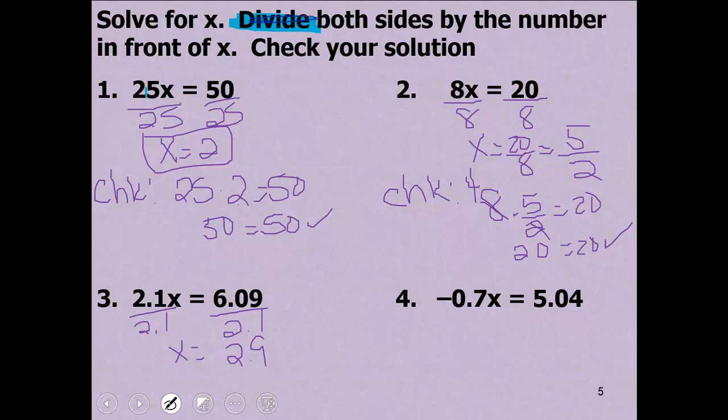All right, welcome back. I have negative 0.7x is equal to 5.04. So I don't have to do step 1, step 2, step 3. I just divide by negative 0.7. Not x, sorry, no x there. And I get x equals 5.04 divided by negative 0.7. I get a negative 7.2. All right, let's move on.